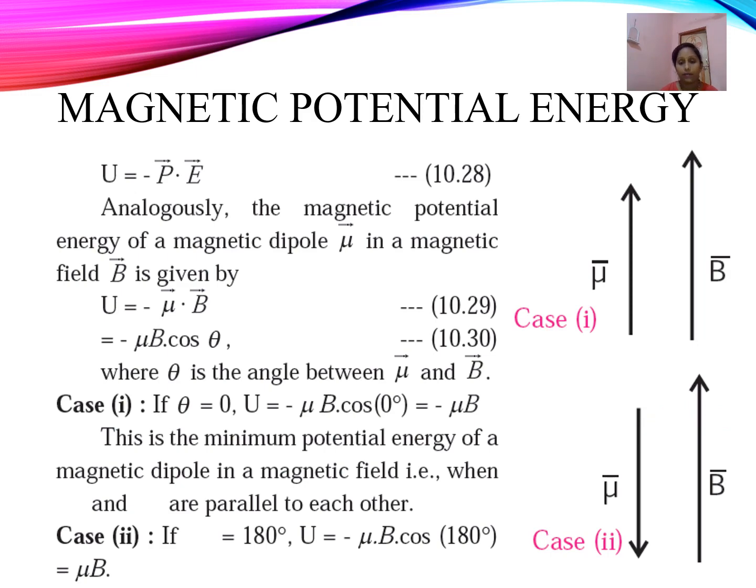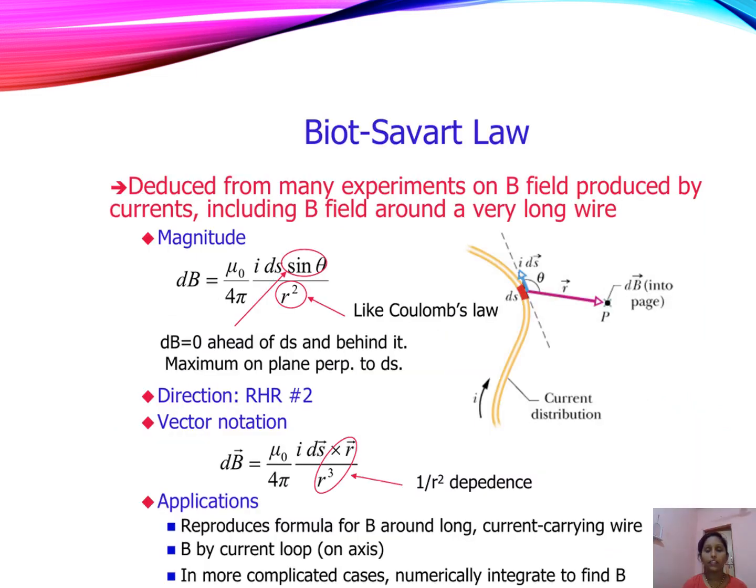Magnetic field due to current can be calculated by using the Biot-Savart law. I'll take an arbitrary shaped wire. The current flowing through this wire is taken as I. I'll consider a small element whose length is taken as ds. Then the magnetic field produced by the current can be calculated with the help of this formula, that is dB is equal to mu naught by 4 pi into I ds sin theta divided by r square.